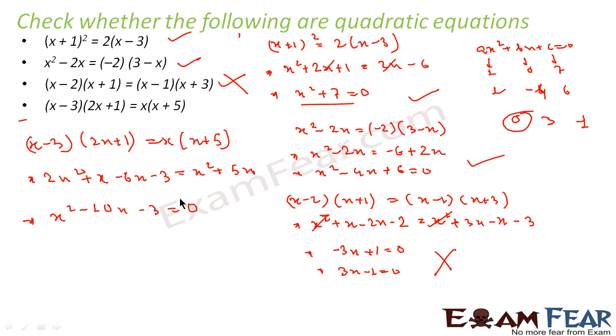So if you see, this equation also is of the form ax square plus bx plus c is equal to 0, where a is equal to 1, b is equal to minus 10 and c is equal to minus 3. And thus we can say that this is also a quadratic equation. So what we have seen till now, out of 4 equations, 1 equation is not a quadratic equation, the rest 3 are quadratic equations. We have just solved the equation and verified whether it is of the form ax square plus bx plus c is equal to 0, where a should not be equal to 0.